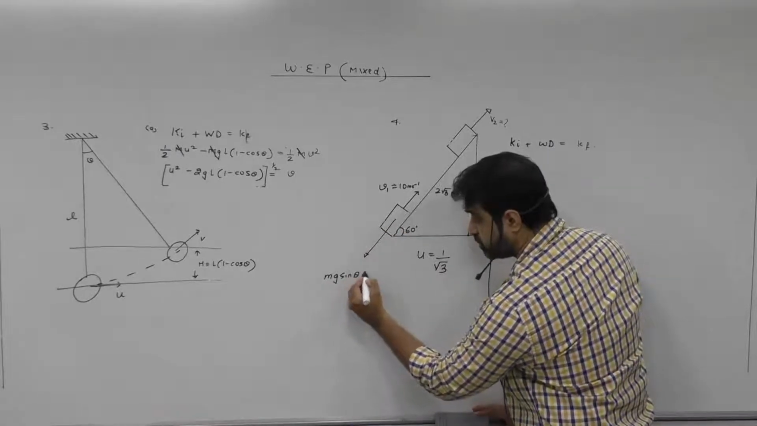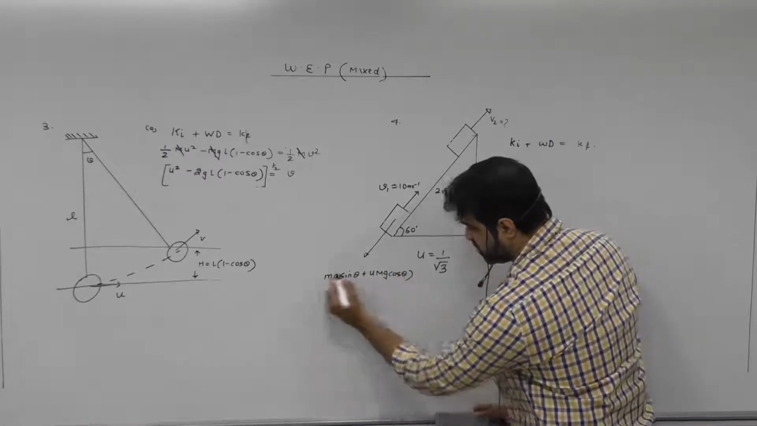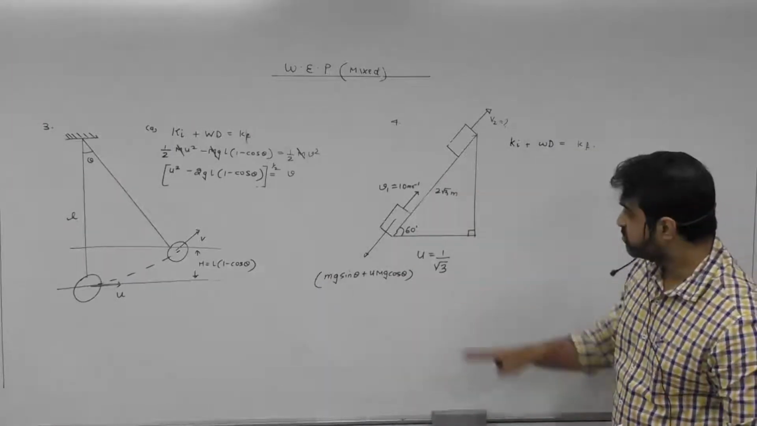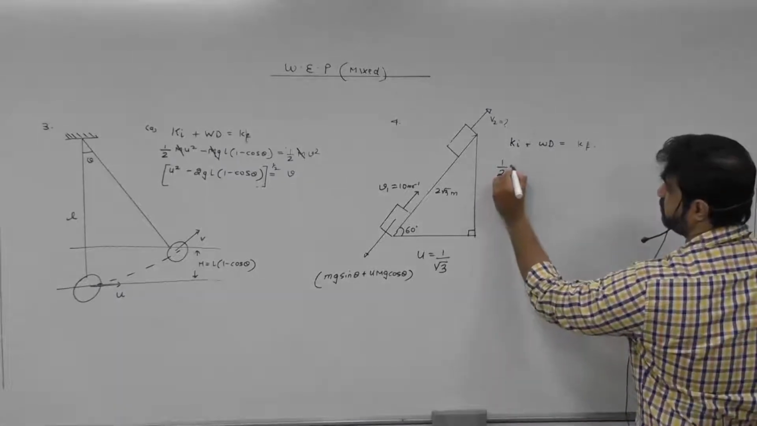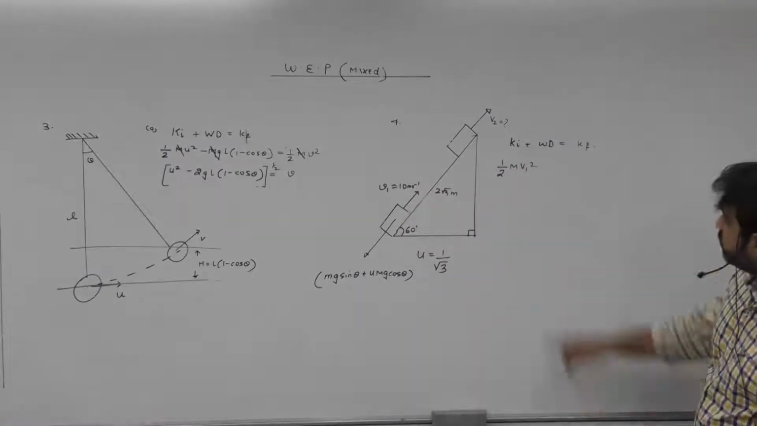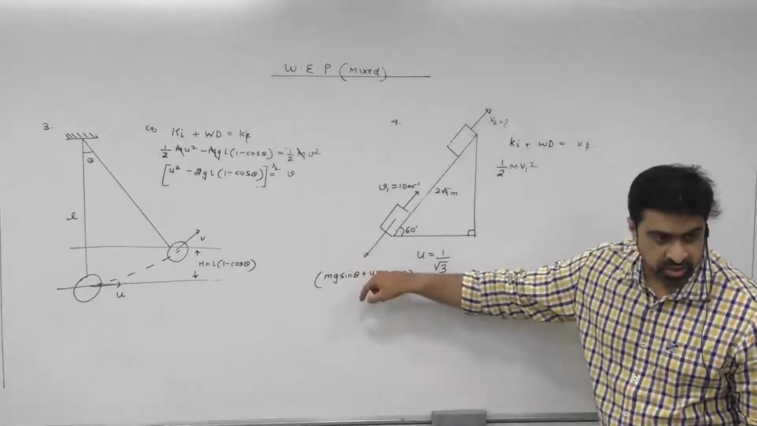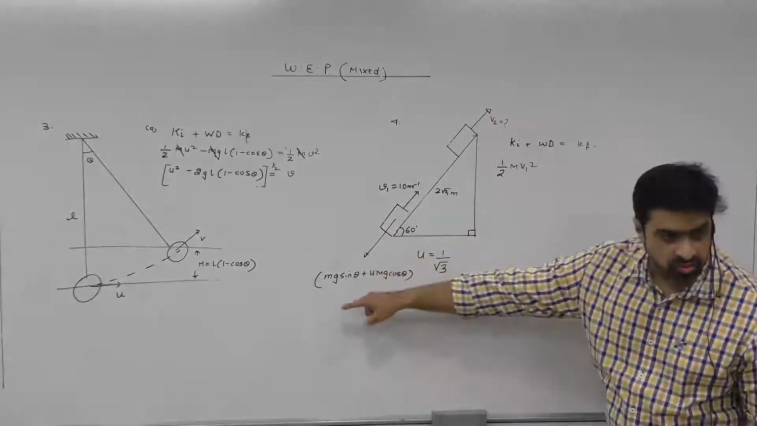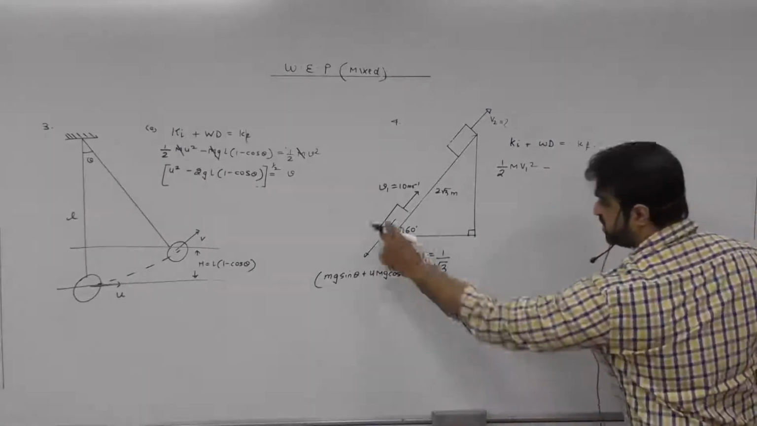Plus mu mg cos theta. Right? Because friction is opposite to the direction of motion, and the motion is up, friction will be down. Correct? Now what is the initial kinetic energy? Can I say half m v1 square? Work done by gravity or the friction component will be plus or minus? Can I say the displacement is up, the force is down, so it will be minus of this into the length.